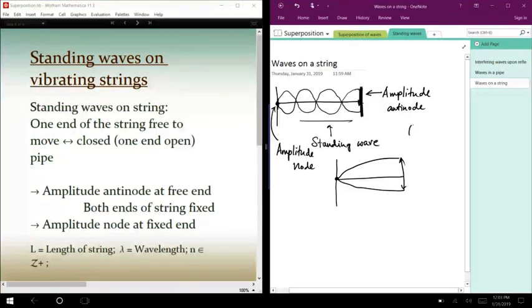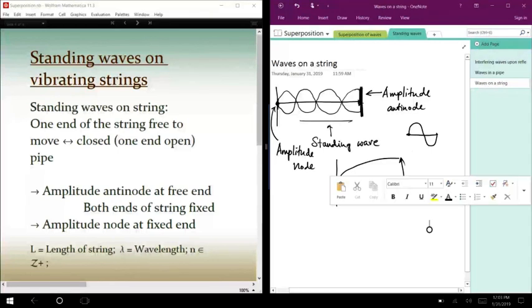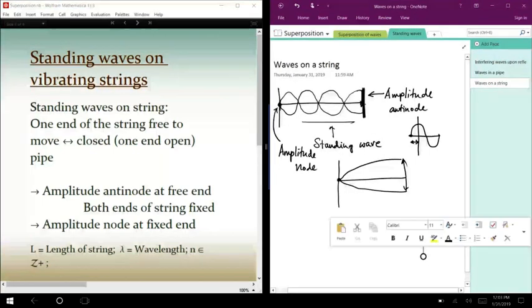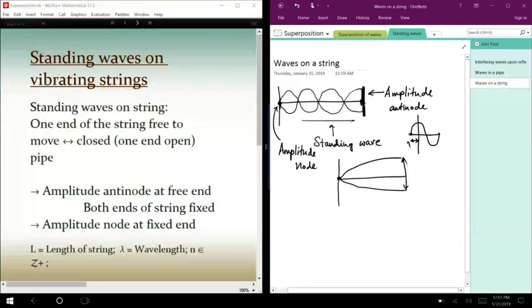Now again, if we go back to our picture for wavelengths, this is one wavelength, right? Pictorially, that's one wavelength, which means this segment between one node and the next antinode is just a fourth of the wavelength, lambda over 4, right? So coming back to this example, this length must be lambda over 4, but this is also equal to the length of the string. So L here is our length of string.